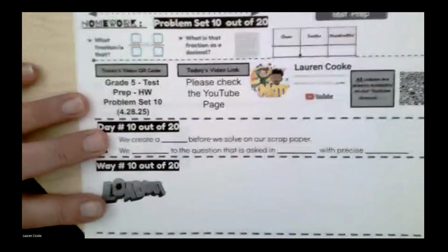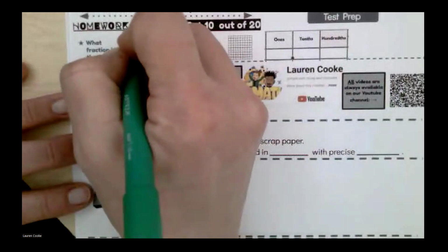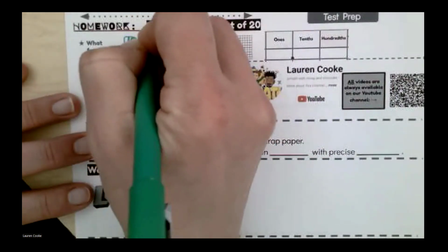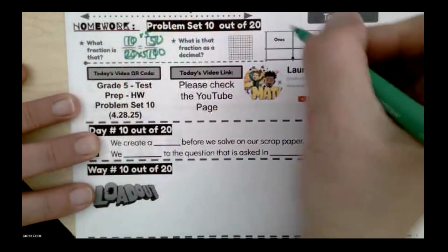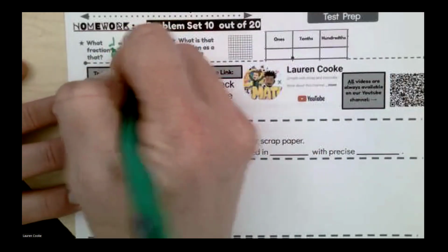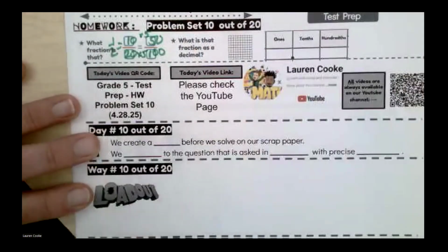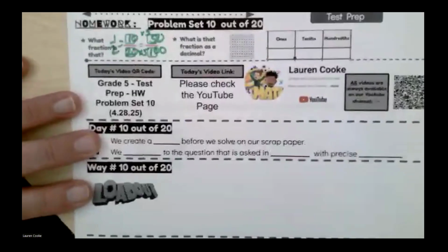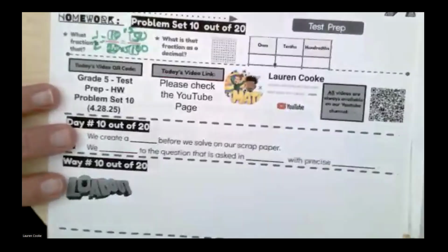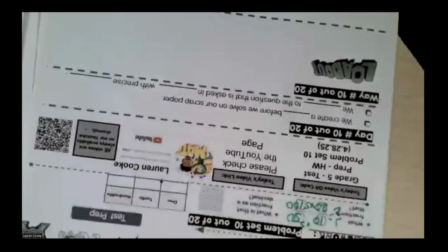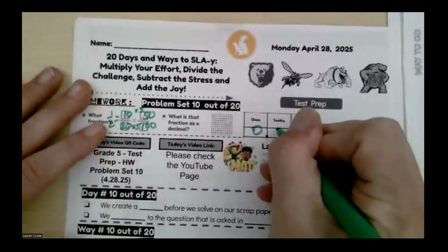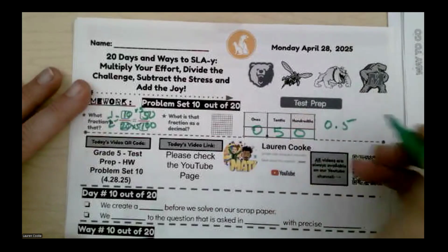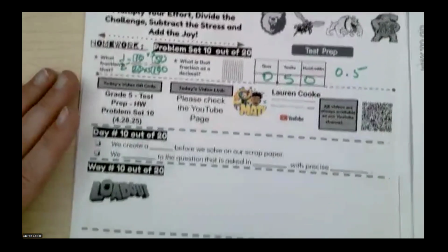Okay. We have 10 out of 20. We're going to multiply them both by 5. So we're going to get 50 out of 100 because 10 out of 20 is 1/2. And in decimal form, that's 0.50, or 50 hundredths, or 0 and 5 tenths. Those are the same. All right.